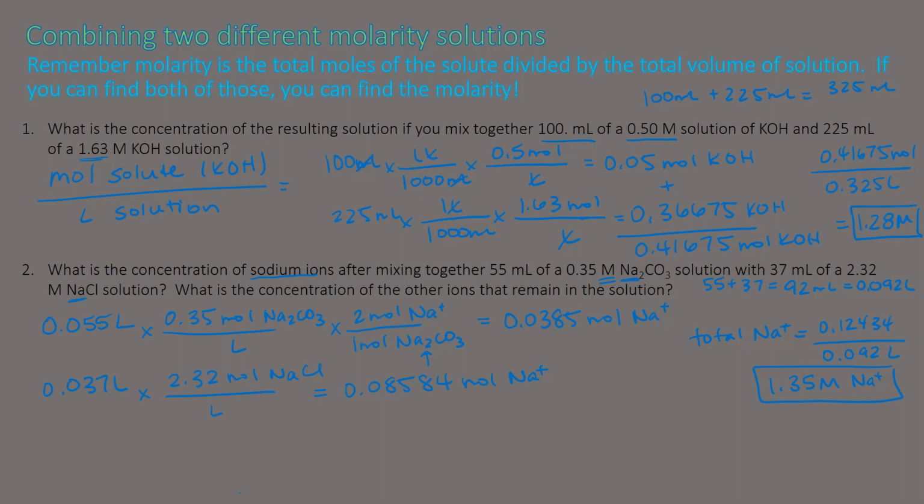All right, now I'm going to do the same thing for the other ions, but it's not going to be nearly as difficult, right? So the chloride, we're going to have the same number of moles from that second solution, because there's 1 chloride there, right? And that's going to be in 0.092 liters. And so I'm going to get 0.93.